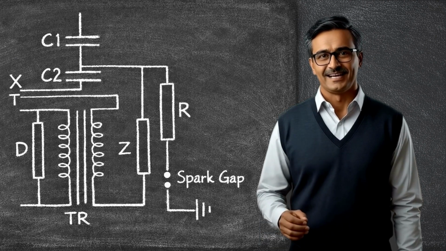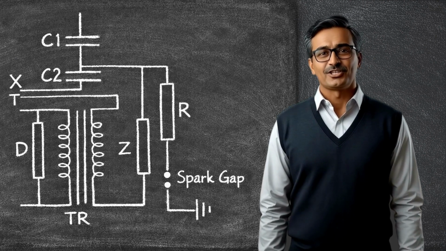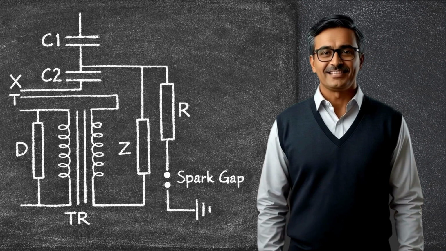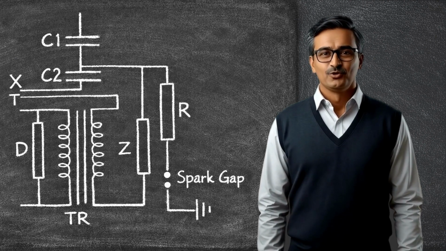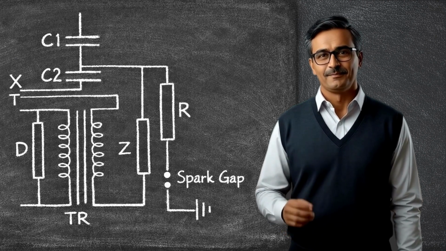This is the first and most important function of a CVT, voltage reduction using capacitance. Remember this point. CVT first reduces voltage using capacitors, not a magnetic transformer.